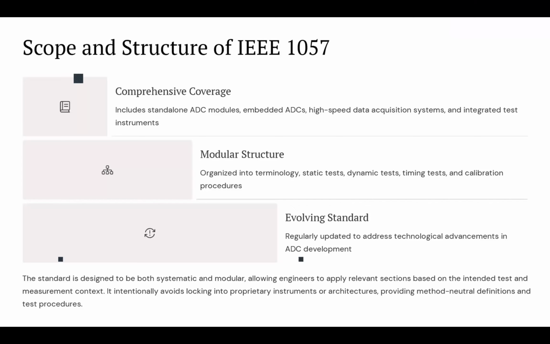Because of that, the IEEE 1057 is intentionally modular in structure. The key sections are terminology and definitions, static testing, dynamic testing, timing testing, and calibration methods. You can go through the standard, and these are the sections that you will see. This modularity gives you the flexibility to select and apply the relevant part of the standard to your specific case.